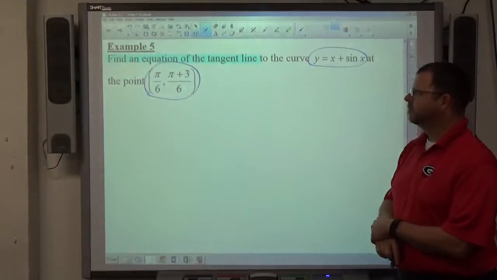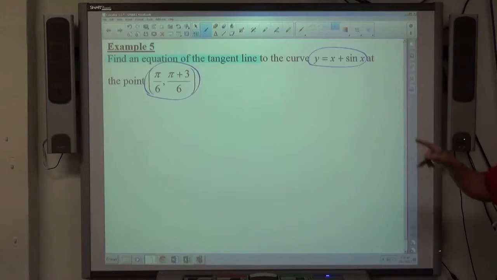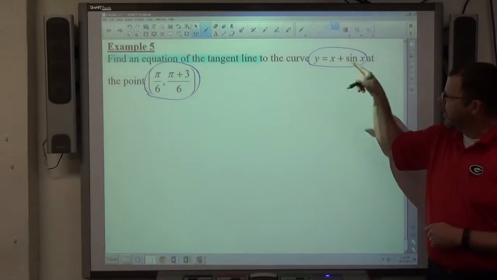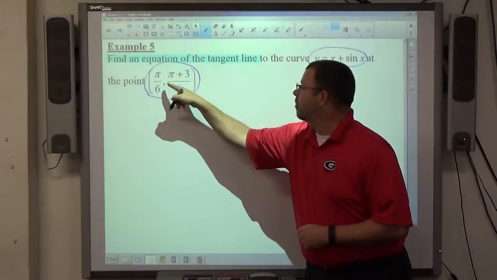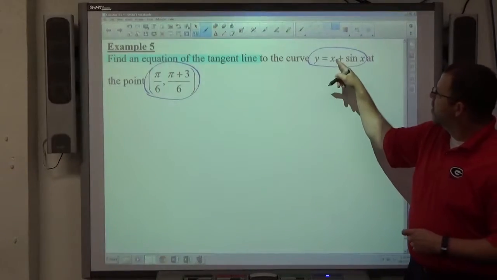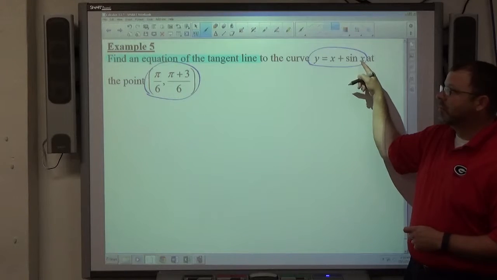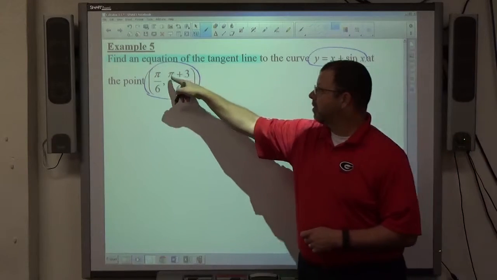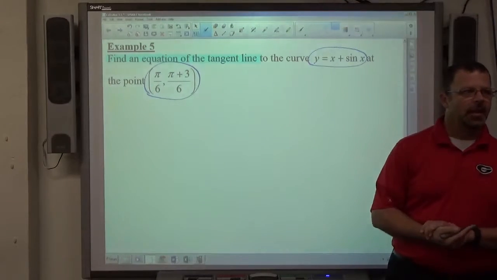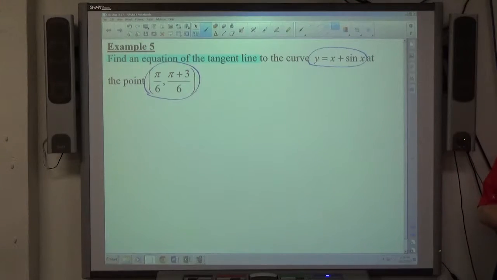All right, so x comma y, there's those values. If I put pi over 6 in place of x, sine of pi over 6 is 1/2, which is 3 over 6, so pi plus 3 over 6, that's where they got that from. Again, they're just giving you the coordinates of the point. How do we find the slope of the tangent line?